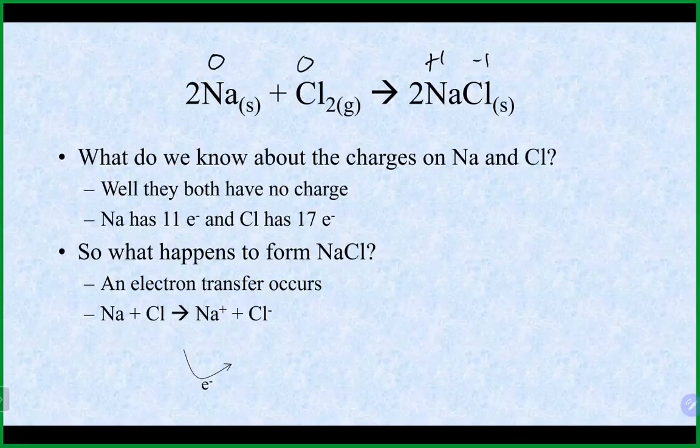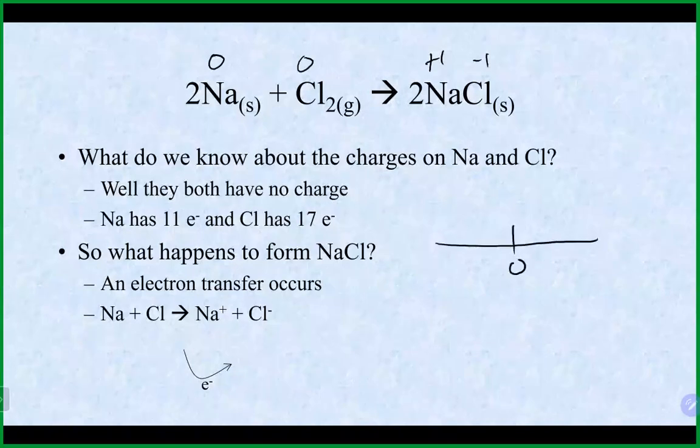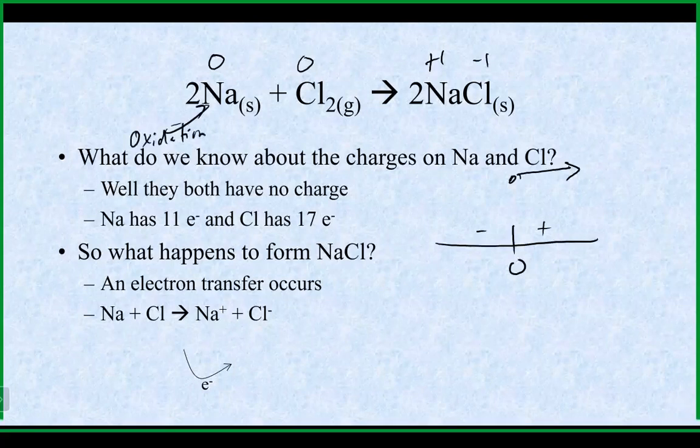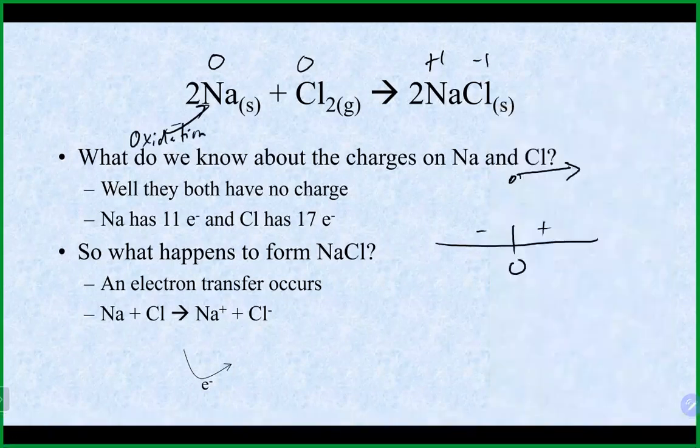So if we look at our sodium, it is starting at 0 and ending at +1, which means it is becoming more positive. And that means the sodium is going through oxidation. The chlorine is starting at 0 and ending at -1, which means it's becoming more negative, and it is going through reduction in this case.